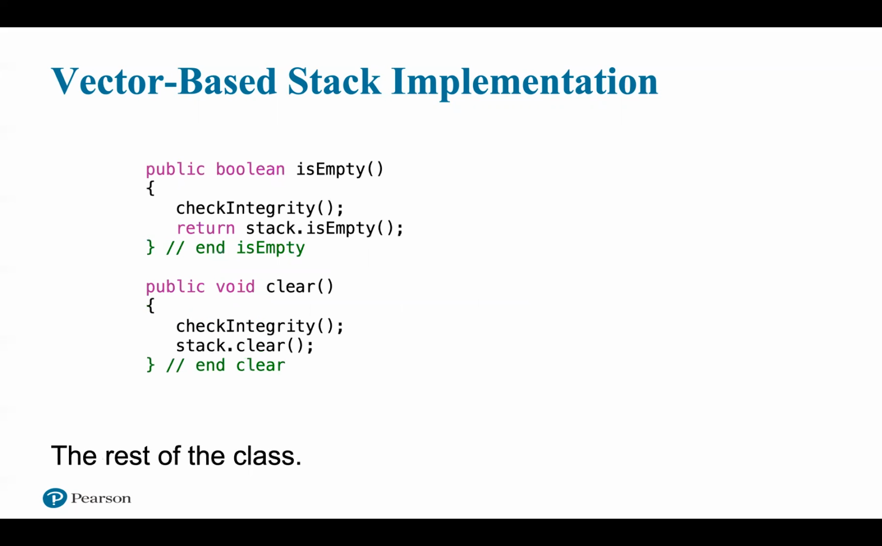And for the rest of the class, the remaining public methods, one is titled isEmpty, and the other one is clear. They invoke analogous vector methods, and we're showing those in here.